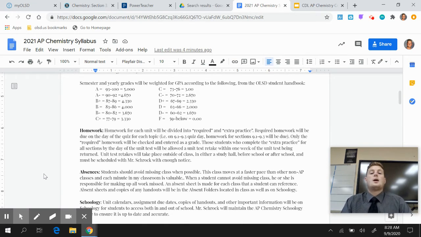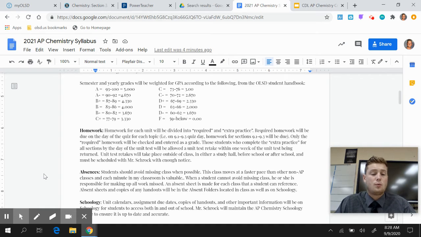Homework for each unit. Basically that is required homework and then extra practice homework. Required are the learning targets. Throughout the syllabus, if you see LT, that stands for learning target, on a topic guide that your students are given, those are what are required. Those learning targets need to be done the day we take a quiz.